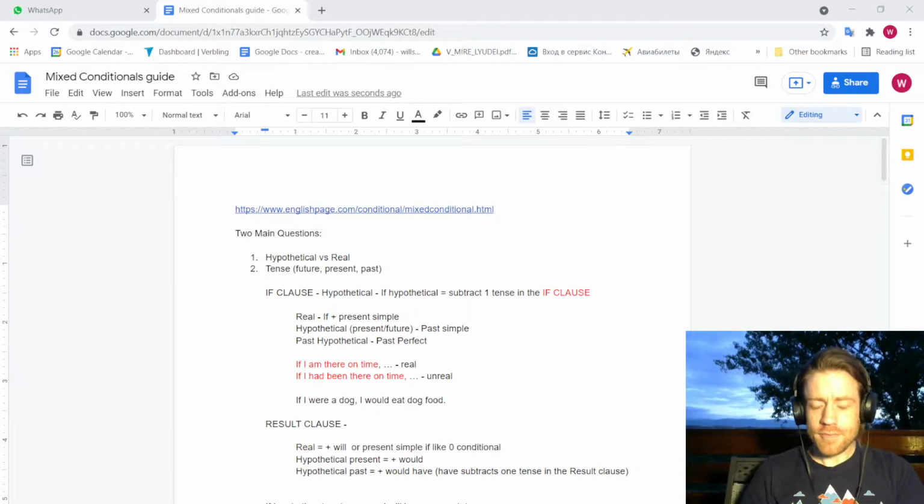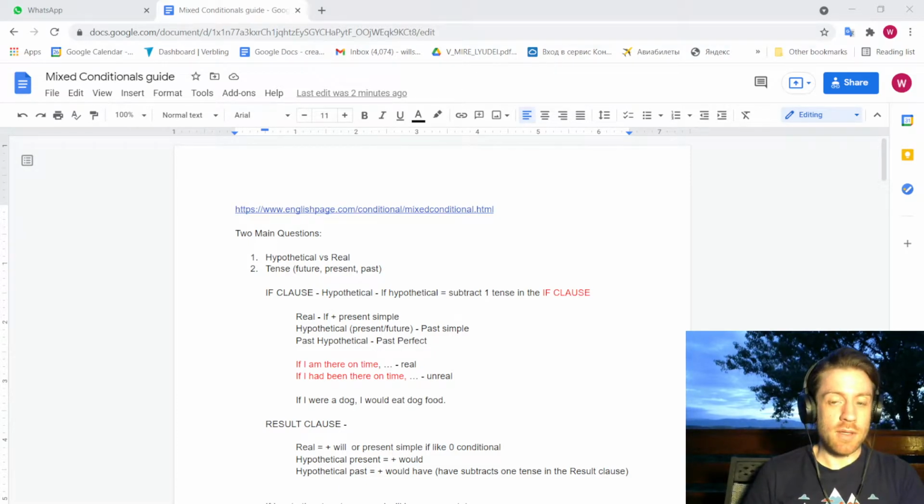So, the first thing I want to talk about is why this is so important. It's really important because this is the way that native English speakers, or at least me, this is the way that we usually think about these tenses. So you're probably familiar with the zero conditional, the first conditional, and the third conditional, and the second conditional as well. But we don't think about those things.